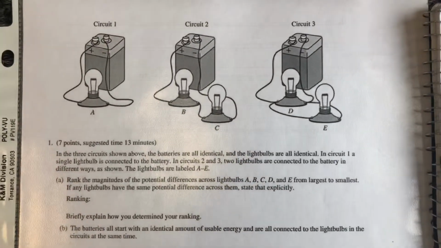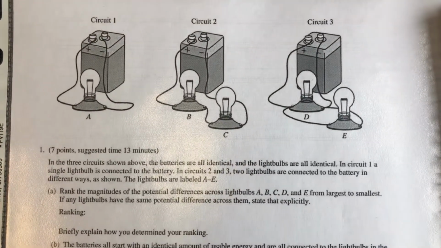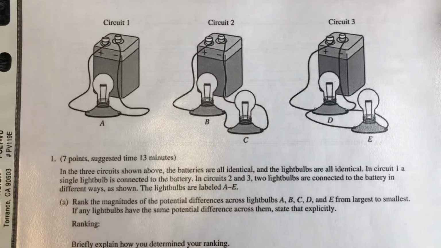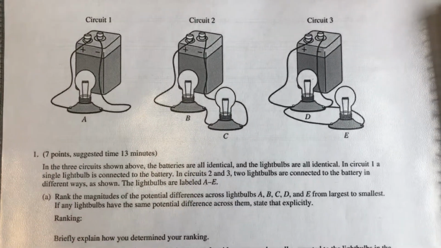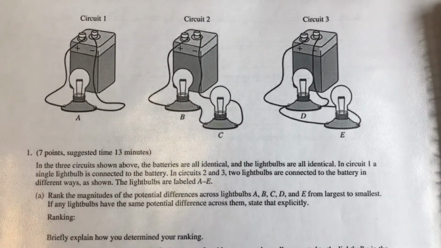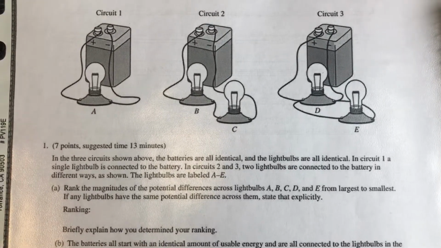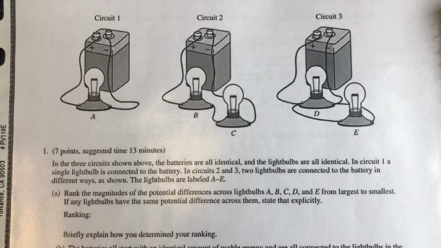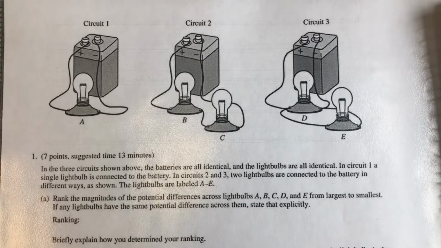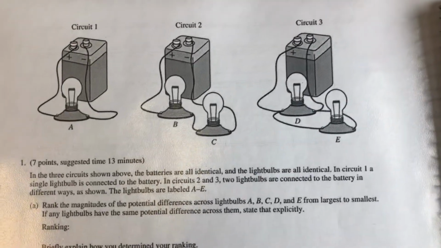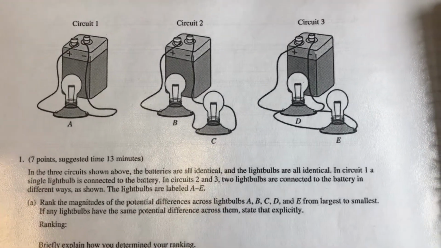So in this FRQ, it shows 3 circuits, and the question says, in the 3 circuits shown above, the batteries are all identical and the light bulbs are all identical. In circuit 1, a single light bulb is connected to the battery. In 2 and 3, 2 light bulbs are connected to the battery in different ways as shown, and the light bulbs are labeled A to E.